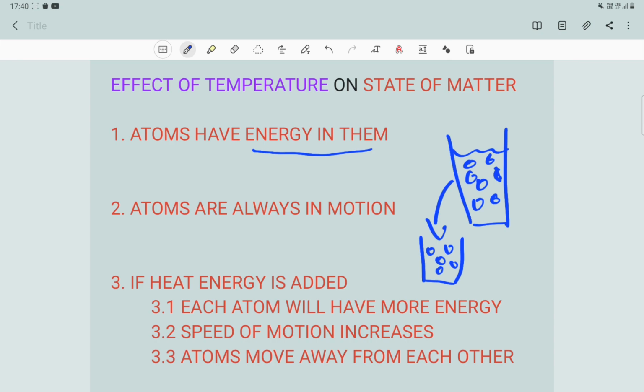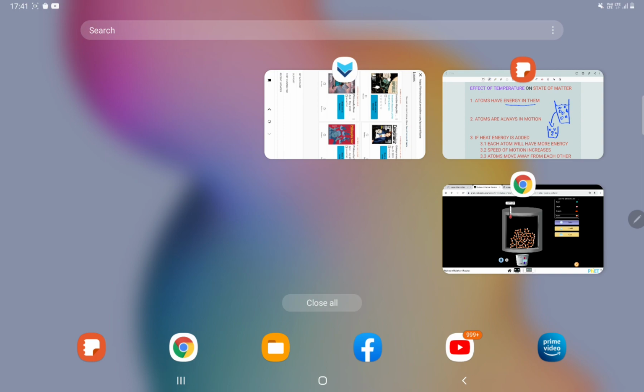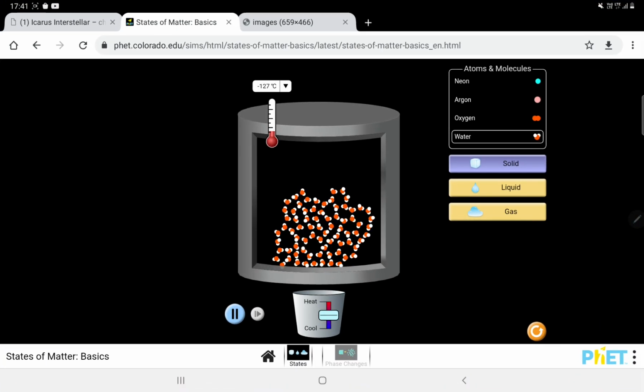The second point that I want you to know is that atoms are always in motion. They are never stationary. Now, when you are looking at the wall in front of you, it may look pretty stationary. We cannot see atoms. But if you could see atoms, the atoms would be in motion. But because the wall is a solid material, a solid state of matter, the atoms do not have much space to move around and they are vibrating. Let me show you this by using a simulation, and here it is.